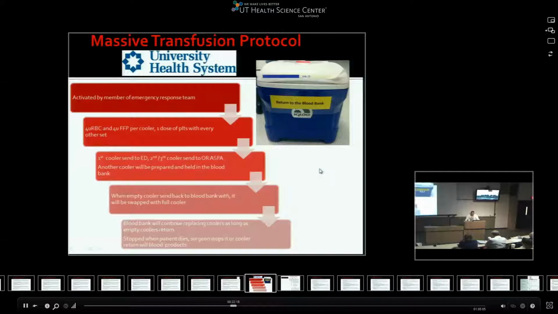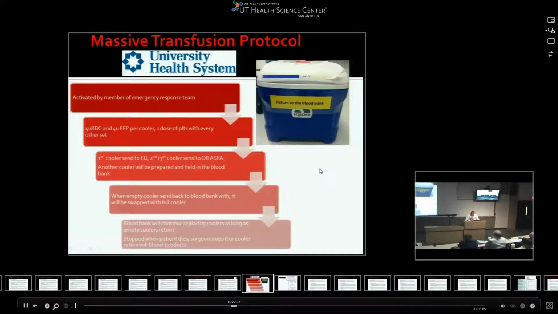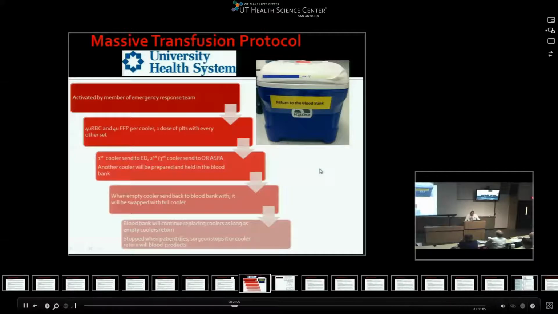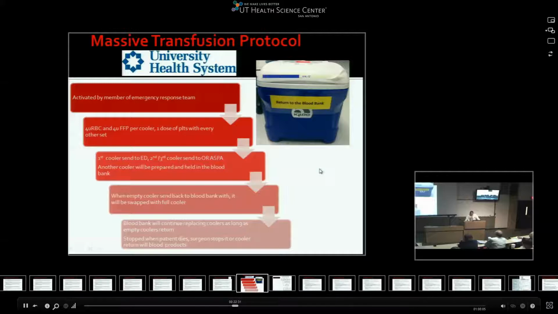A fourth cooler will be prepared and held in the blood bank. When the empty coolers are sent back to the blood bank, usually via the dumbwaiter, they will be swapped out with a full cooler. The blood bank will then continue replacing coolers as long as empty coolers return. It is stopped when the patient dies, the surgeon stops it, or coolers return with blood products.